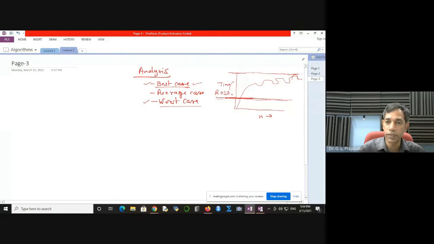Once you analyze the algorithm in the worst case, irrespective of the input, you are claiming that this is the worst case behavior. Whatever input size there is, your algorithm will not run more than this time. Whatever input you give, your algorithm will not run less than this time if you are giving the analysis for the best case. Now, what is the average case?